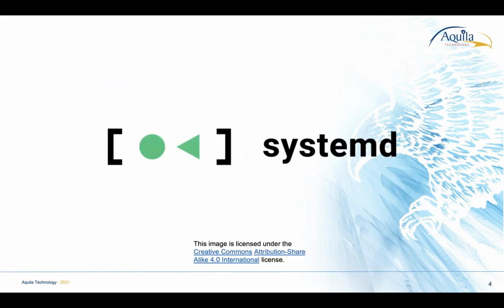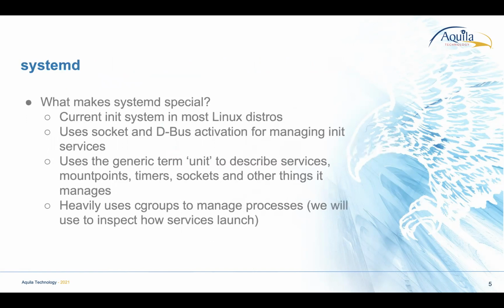I'm going to start with Systemd, since it is the core of the operating system. What is Systemd? It is the current init system for most Linux distros. It uses socket and dbus activation for managing most services, and it uses this term called a unit, which is what they use to describe the basic unit of managing systems in Systemd, including services, mount points, timers, sockets. And it also heavily uses cgroups to manage processes. And we'll see that later.